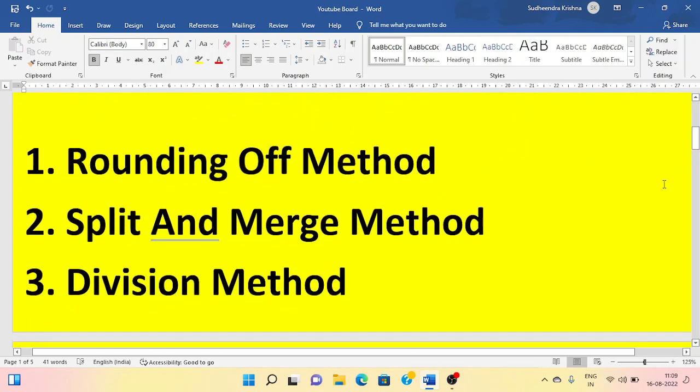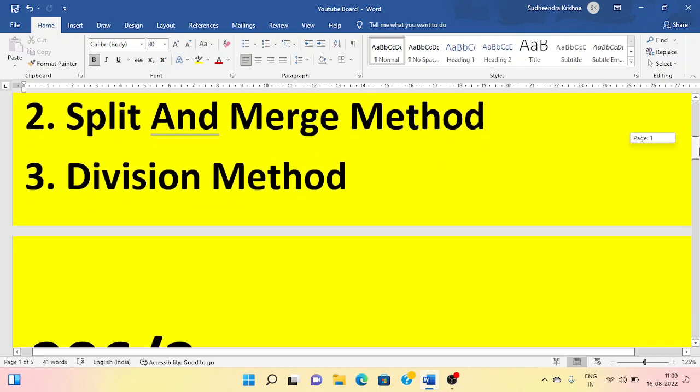You can find half of a number by using three methods. There are three methods by using which you can find half of a number. First one is called the rounding off method. Second method is called split and merge method. And the third one is called division method. I'll show you one by one. First, let us see the rounding off method.